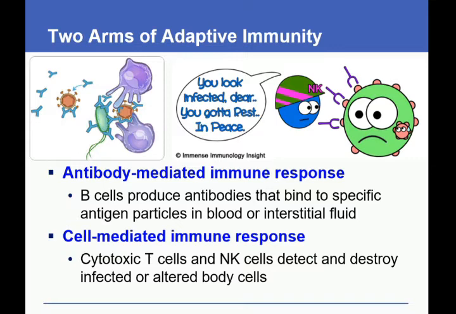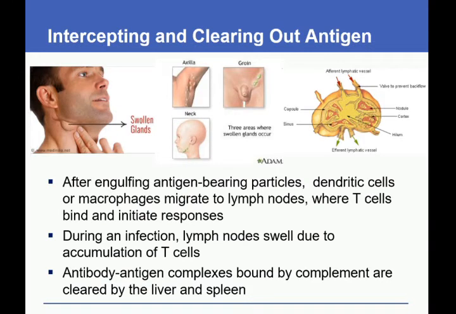Intercepting and clearing out antigen. After engulfing antigen-bearing particles, dendritic cells or macrophages migrate to lymph nodes where T cells bind and initiate responses. During an infection, lymph nodes swell due to accumulation of T cells.